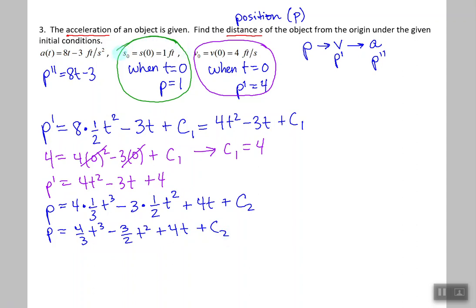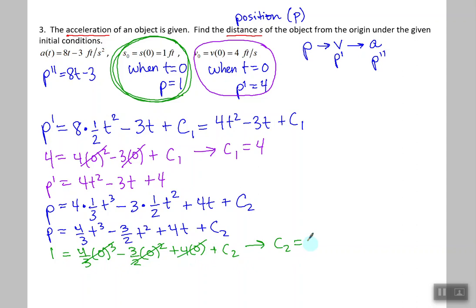Now we can use the initial condition that has to do with p, the position. p equals 1 when t equals 0. 4/3 times 0 cubed, minus 3/2 times 0 squared, plus 4 times 0 plus c sub 2. Each of these are 0, so we get that c sub 2 equals 1. And now we'll write our position equation. p equals 4/3 t cubed minus 3/2 t squared plus 4t plus 1. And there is our position equation where we know all of the constants.